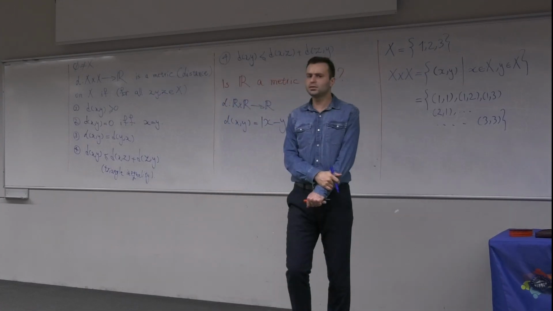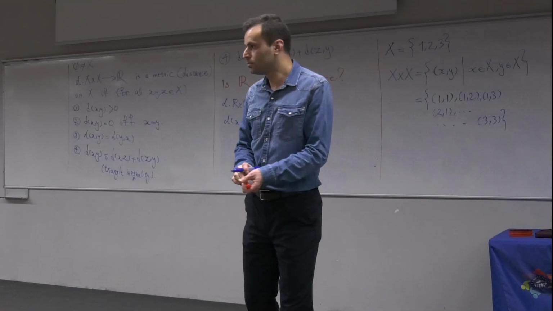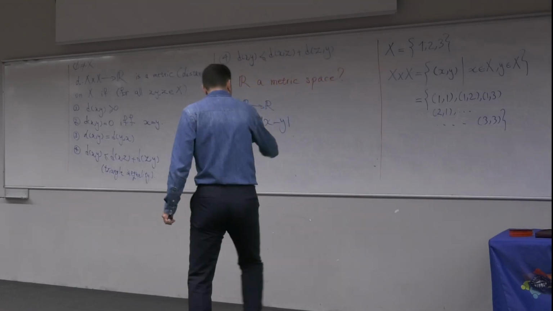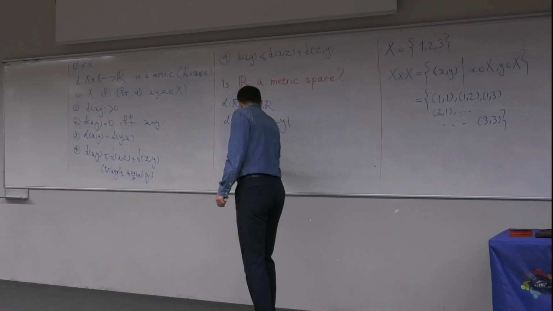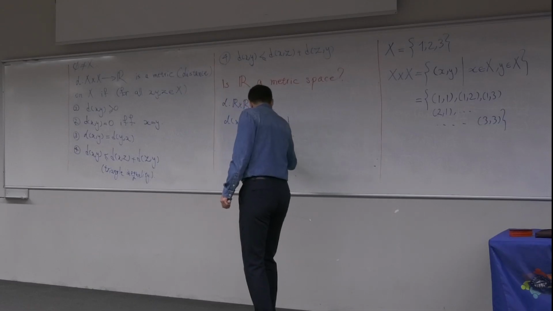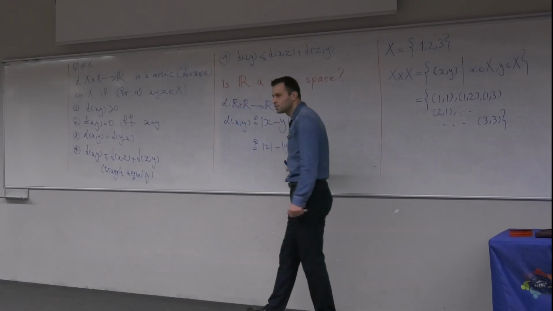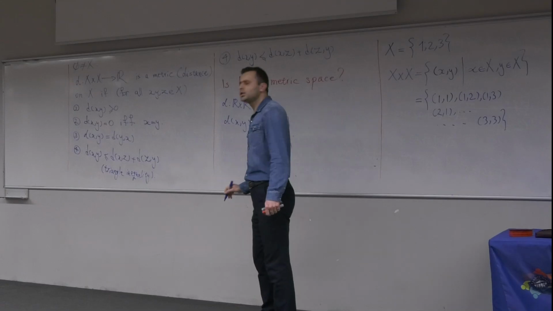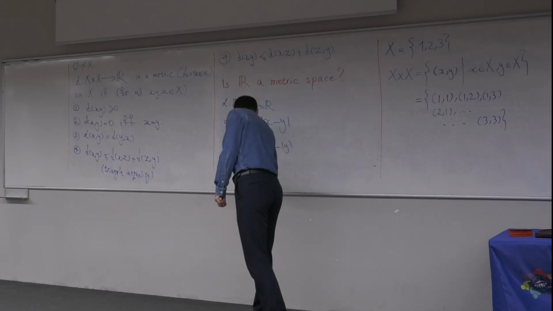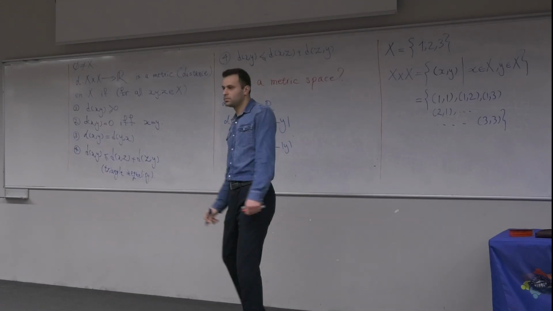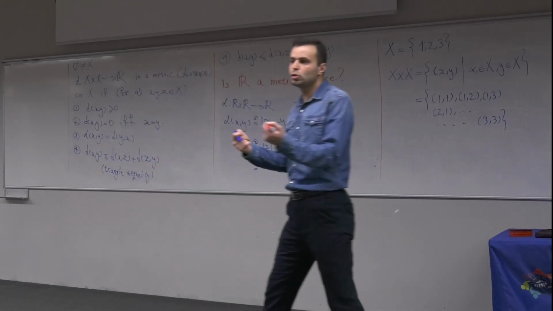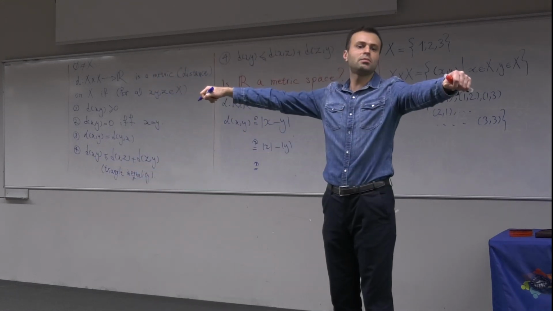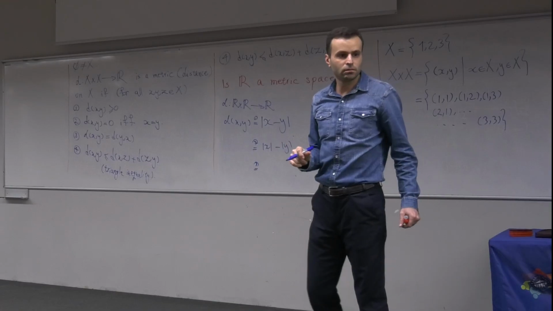Do you have other candidates? You mean this? Okay, this is our first candidate. What is our second candidate? Absolute value of x minus absolute value of y. You say like this? Okay, good. Do you have any other offers? If we want to measure the distance between two real numbers, how should we do it?